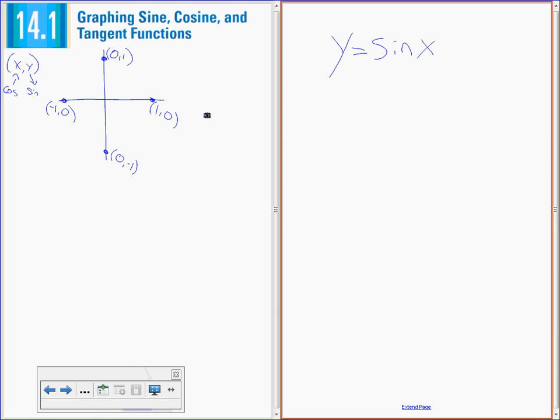Now, here's what I want you to do real quick. Take your calculator out, make sure you are in radian mode, and just go to the y equals button and type in sine x, and hit enter. Radian, make sure you're in radian. Y equals sine of x. So it's looking kind of like this. Something like that, right? Or somewhat similar to that.